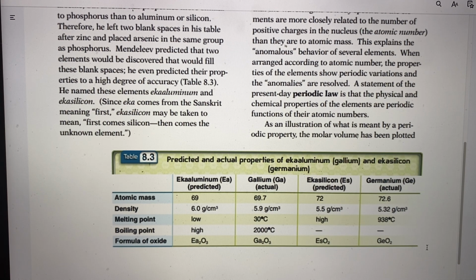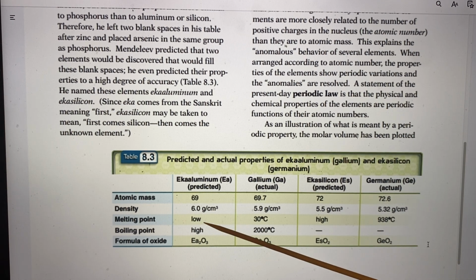And surely it was. Here we have the predicted and actual properties of gallium and germanium, those two. Eka-aluminum and eka-silicon, he said first. But here we go. He predicted the atomic mass was 69, and it was 69.7. He predicted it was 72, and it was 72.6. He was not too far off.